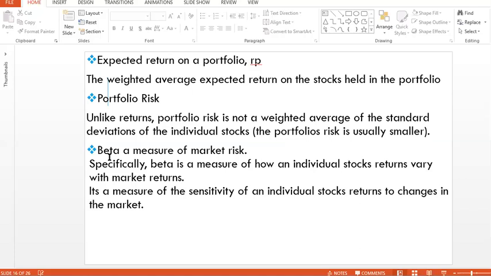Beta is a measure of market risk. We have just learned that market risk is systematic risk, which is a non-diversifiable risk. So beta is a non-diversifiable risk. Specifically, beta is a measure of how an individual stock's returns vary with market returns. It is a measure of the sensitivity of an individual stock's return to changes in the market.